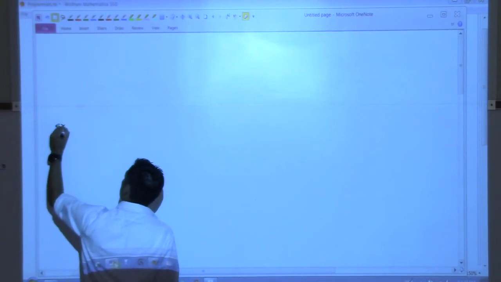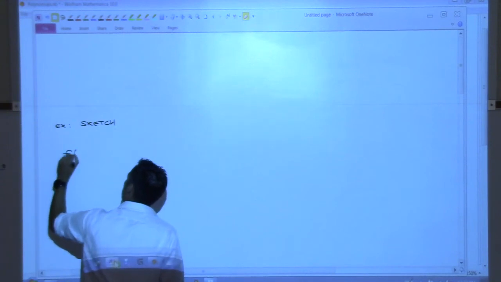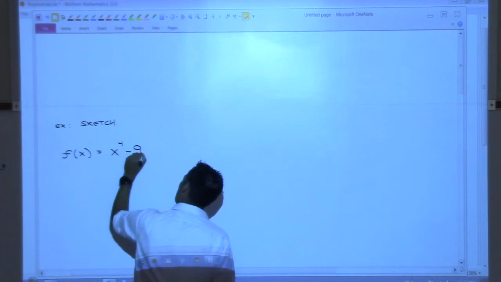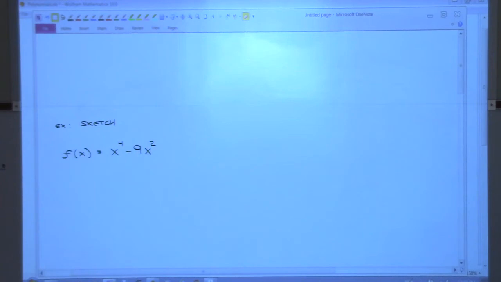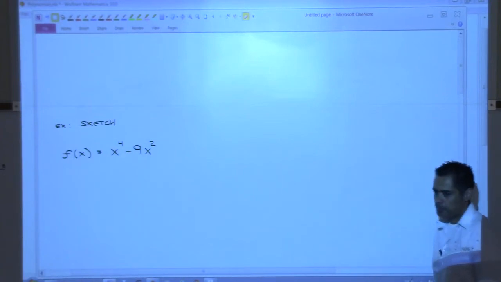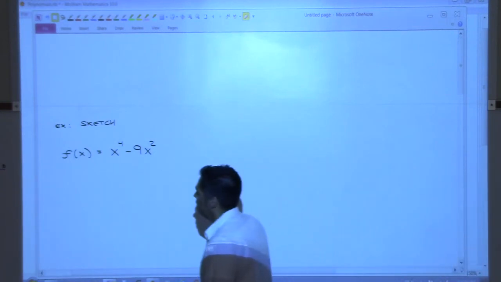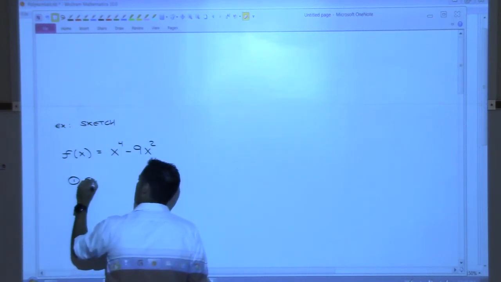Example here, let's sketch f of x equals x to the 4th minus 9x squared. This is a 4th degree polynomial, right? What is the end behavior? So the first step for this is to find the end behavior.